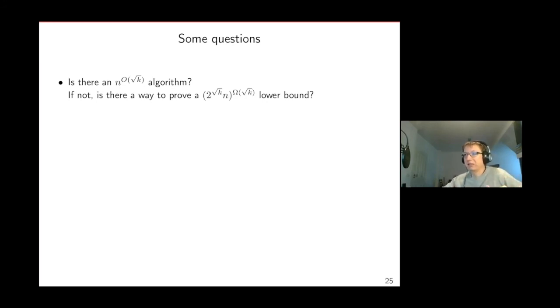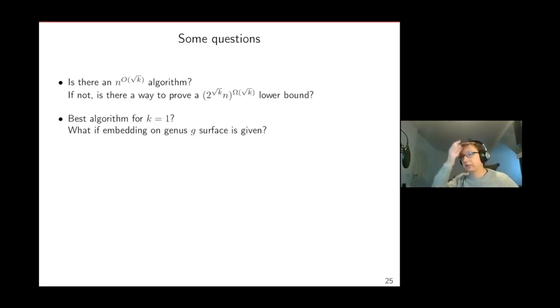So maybe in this format it could be done. So 2 to the square root k times n in parentheses to the power square root k type of lower bound. I think it could be interesting. And I don't think this is the only problem where this type of running time shows up. So it would be nice to have a technique for these.